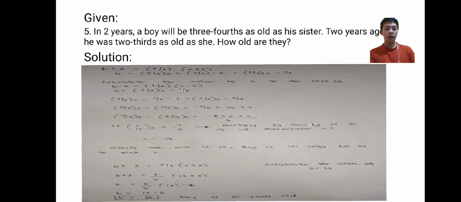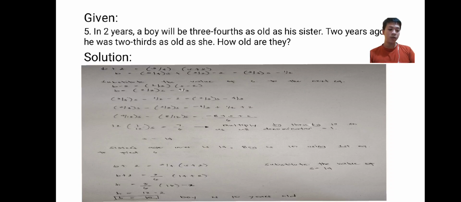Therefore, it will have 9/12 s minus 8/12 s is equal to negative 8 plus 3 plus 12 over 6. 12 times 1/12 s is equal to 7 over 6, or 7/6. It is multiplied by 12, so that the denominator is equal to 1. So s is equal to 14. The sister's age now is 14.